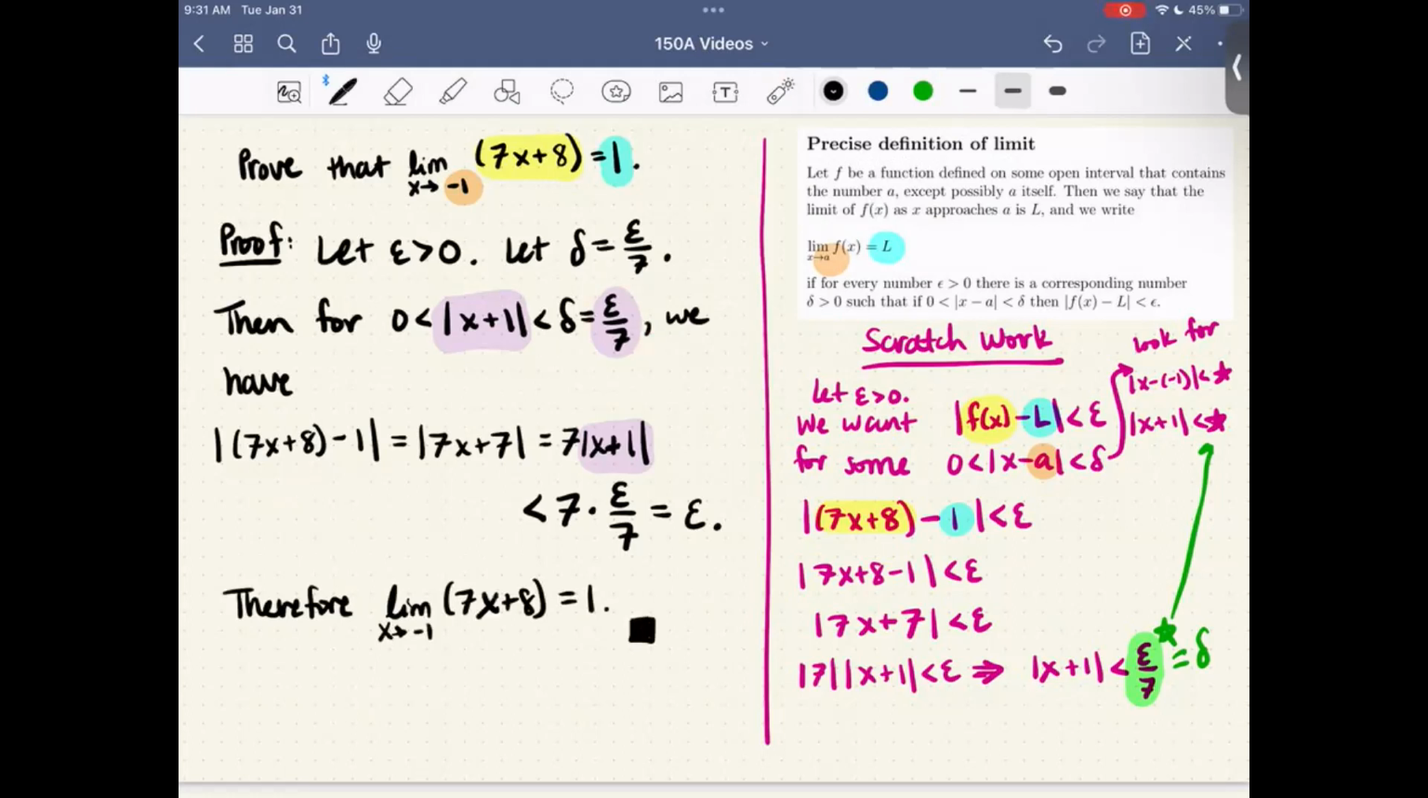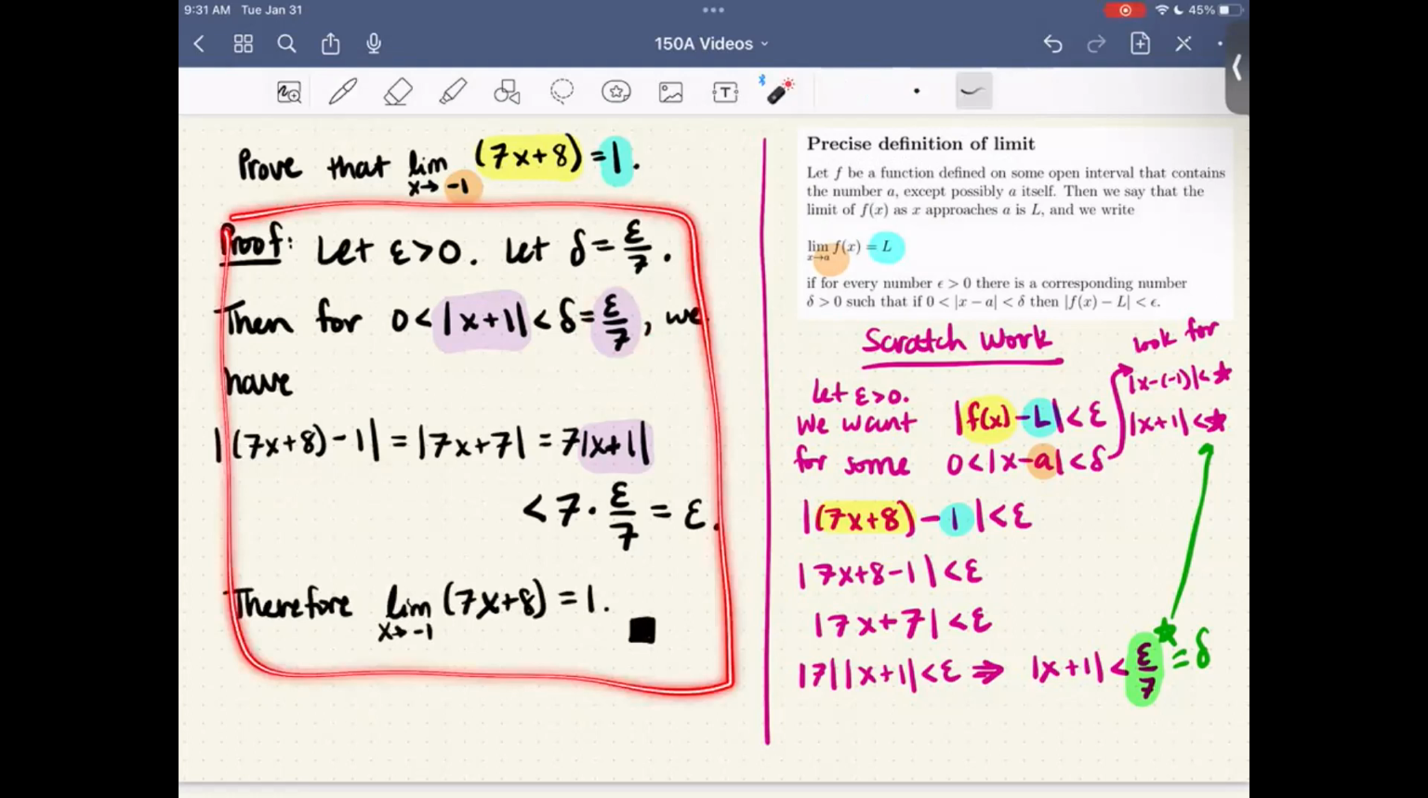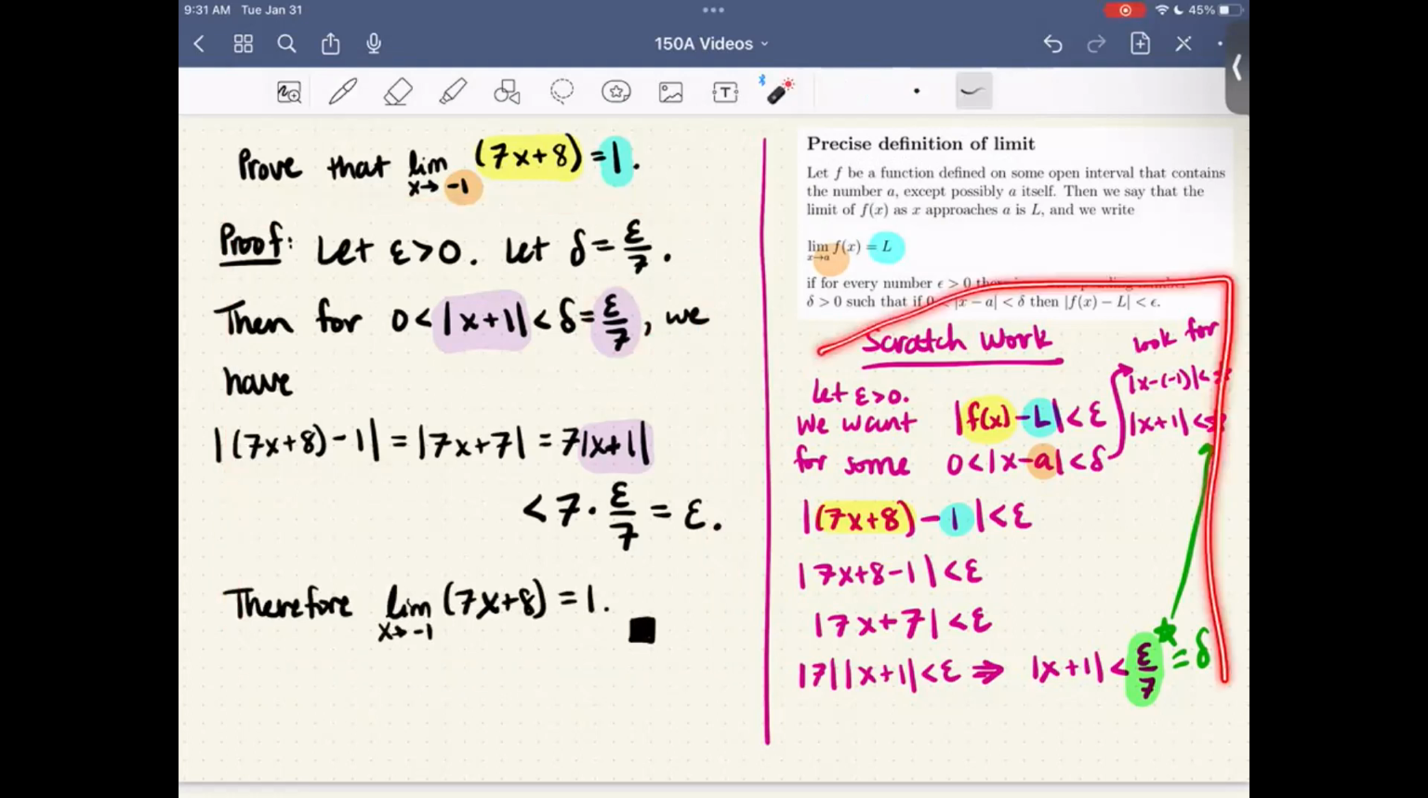And this is what you would write. Okay, this would be your proof, but you should do scratch work beforehand to figure out what delta should be. Now I'm going to switch back over to the little Desmos activity that I had so that I can show you visually where this epsilon over 7 is coming into play. And hopefully that helps you get a better conceptual understanding of limit.